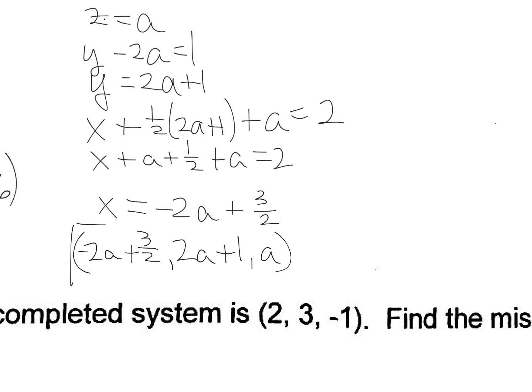So our solution is x, negative 2a plus 3 halves, comma, y, which is 2a plus 1, comma, z, which is a, and that is our infinite solutions, or all of the points on a line where the 3 planes intersect. If I picked a value for a, we would then get a value for x, a value for y, and a value for z. That would mean that point is on that line for that a value. And then you could pick another a value. You could do that infinite amount of times and you have all of the solutions.